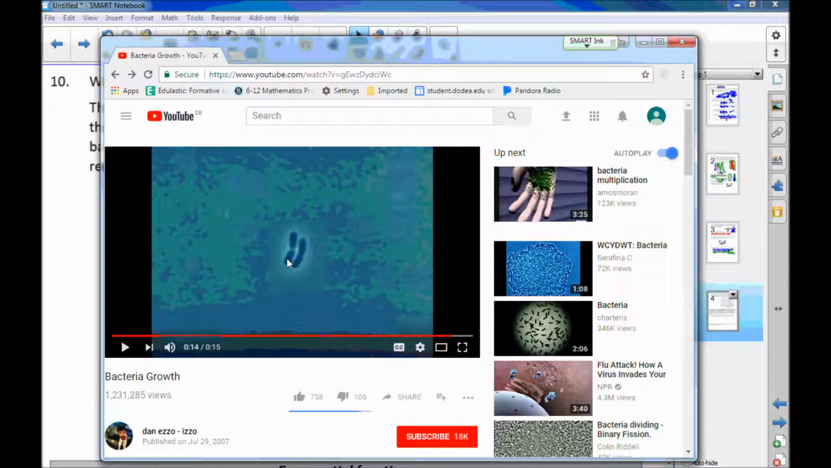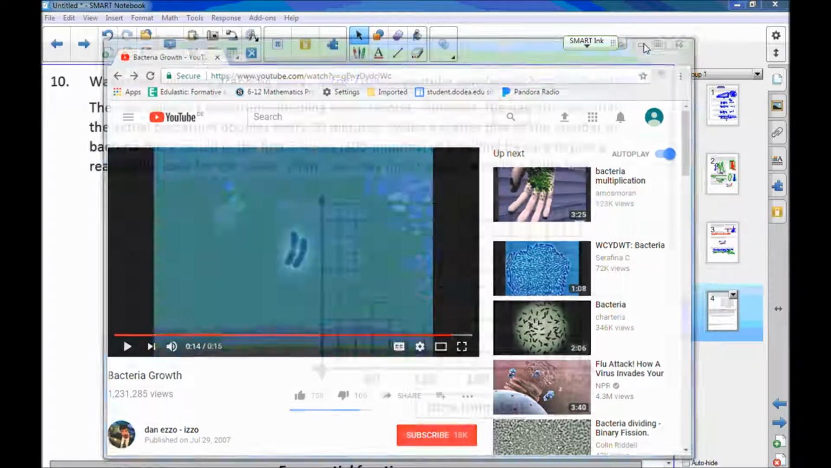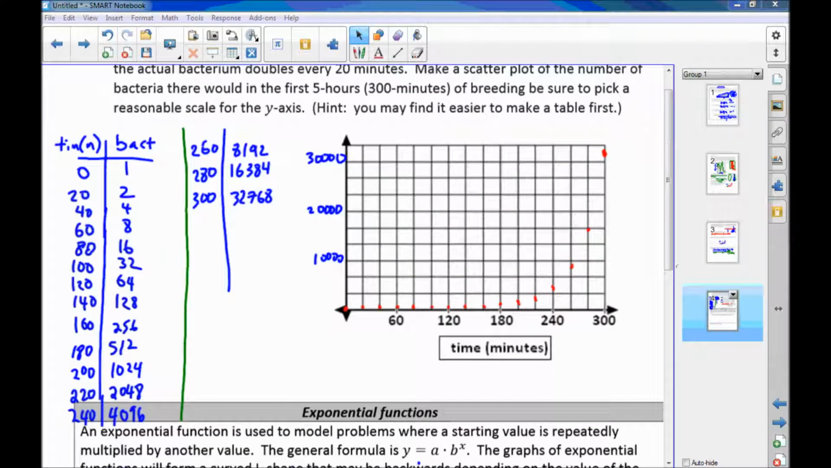So it's probably going to be exponential growth. If we think about it, we're splitting each one in half every 20 minutes. So that's just like folding the paper, I think. So let's make a little table here and then see if we can plot these values. Okay, so I went ahead and made my table and I plotted the points. So for my table, I did time in minutes and then bacteria.